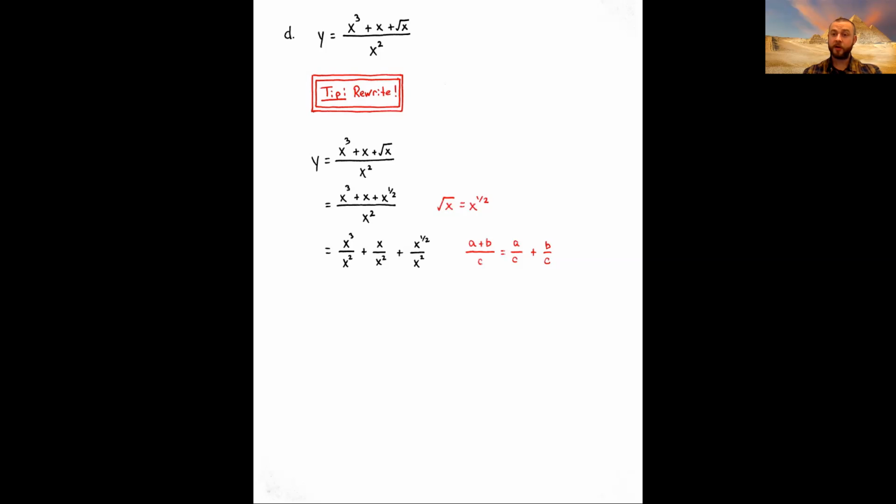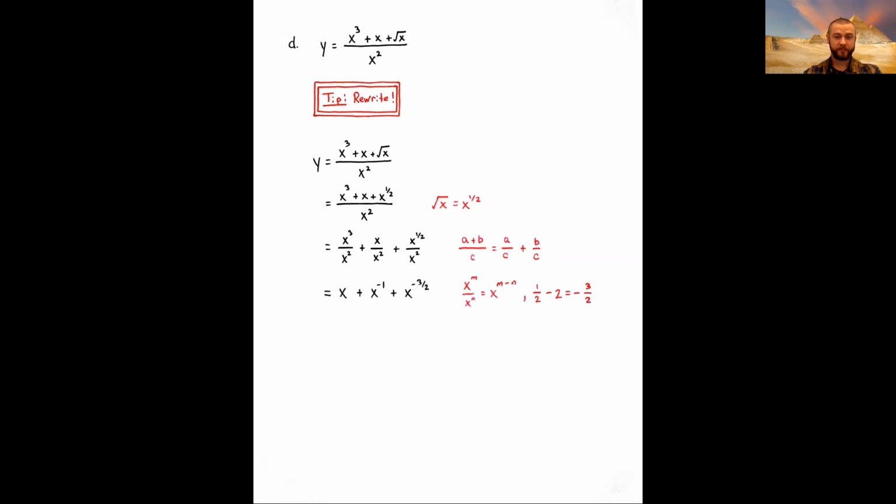And then from here, we are dividing powers of x. You might recall when you divide powers of x, you do what with the exponents? Subtract. So we just use this basic exponent rule from algebra. x to the m divided by x to the n, we just subtract and get x to the m minus n.